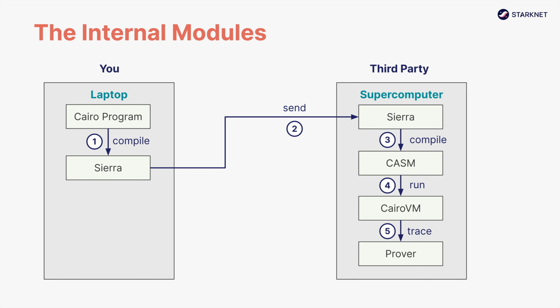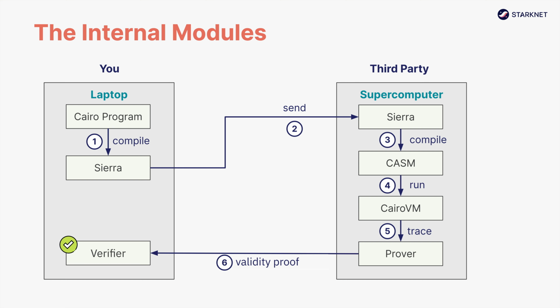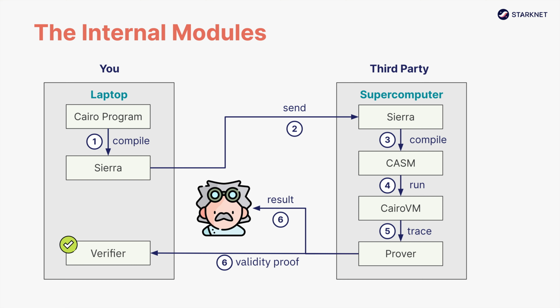Before you can trust the given output, you would check the validity proof with a verifier program that you can run on your device, as it doesn't need much computing power. If the verifier confirms that the validity proof is correct, then you'll know that the output of the computation provided by the third party is also correct.